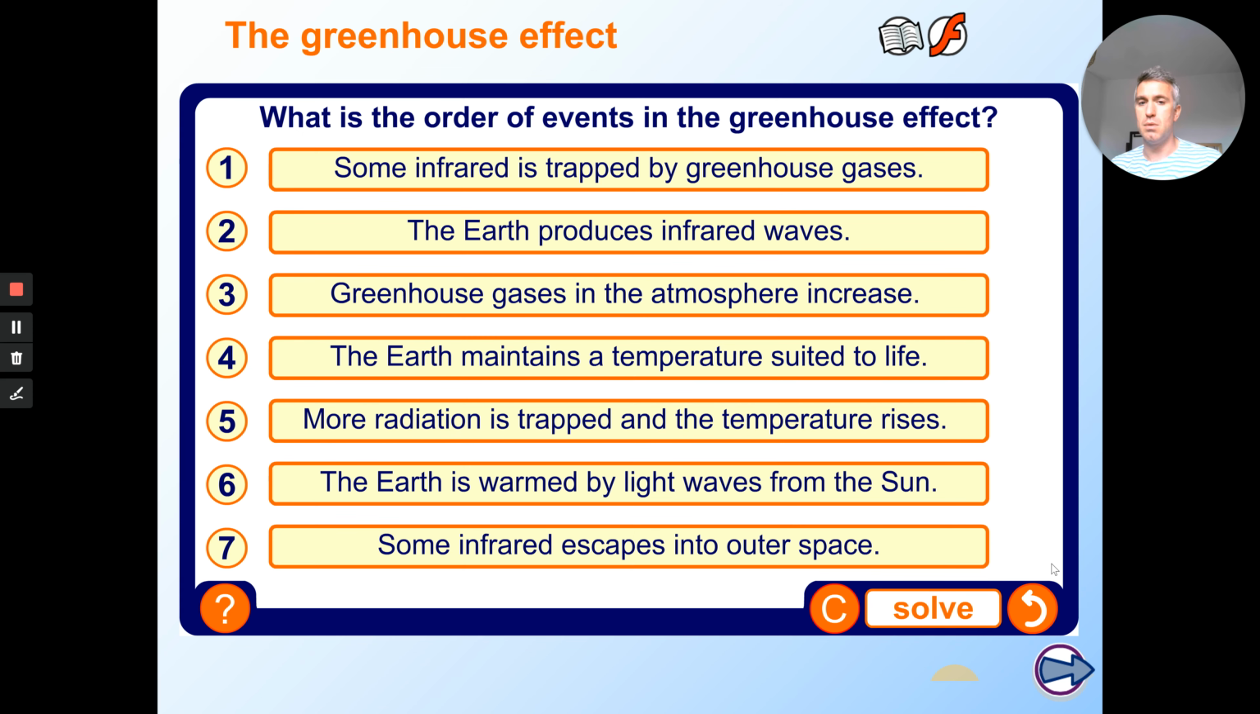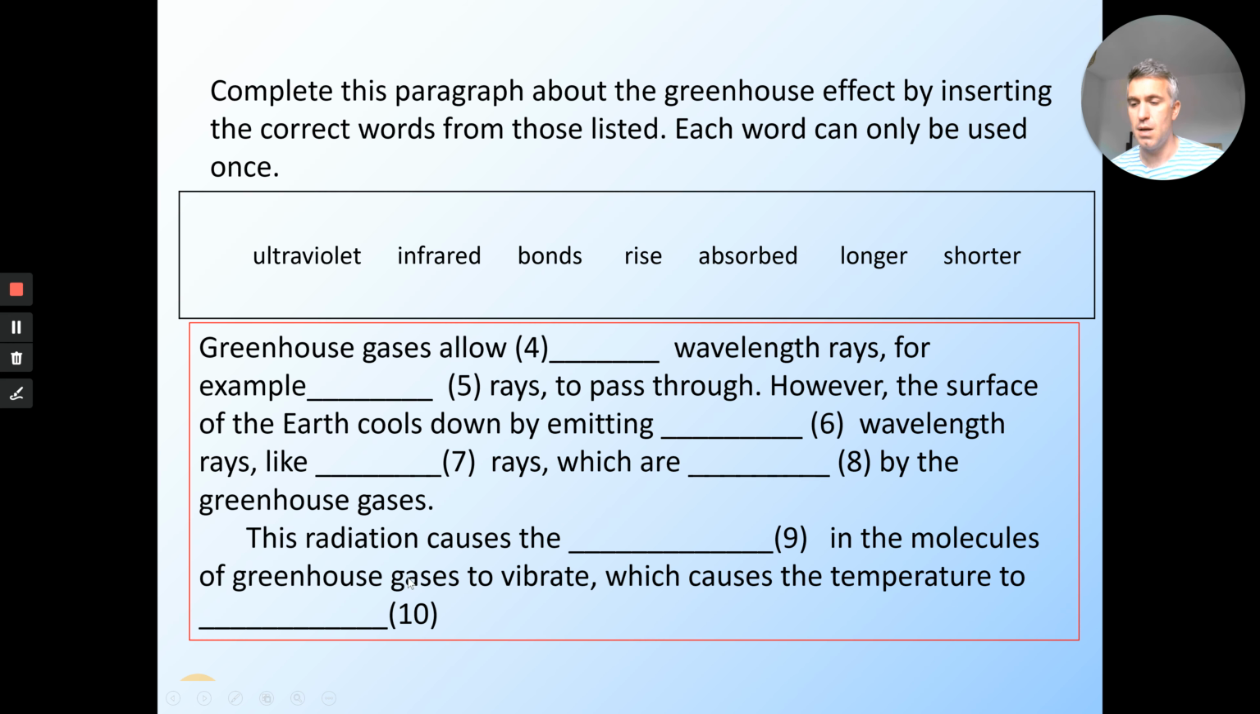So I'm going to leave this PowerPoint for you on the VLE, and you can do this. You can rearrange these things to try and work out, can you get the correct order for the greenhouse effect? So I'd advise you to do this yourself. But first of all, let's have a look at some things. Complete the paragraph about the greenhouse effect by inserting the correct words from those listed.